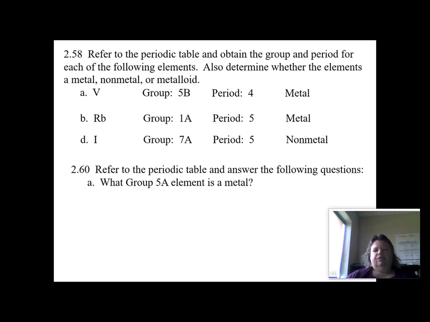Going to 60, it says refer to the periodic table and answer the following group. What group 5A element is a metal? And it is bismuth. What group 2A element is in period 2? And that is beryllium.